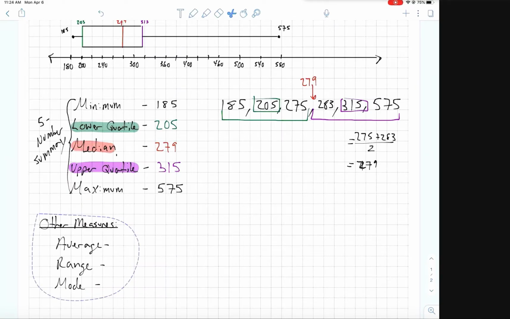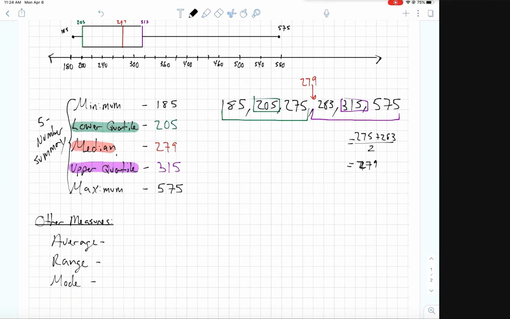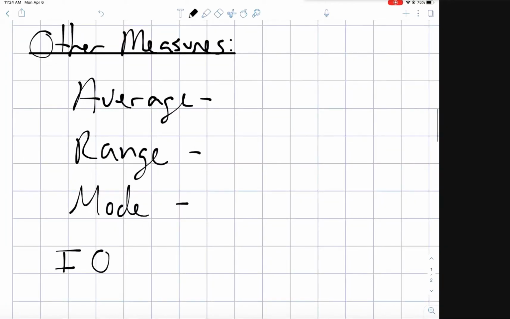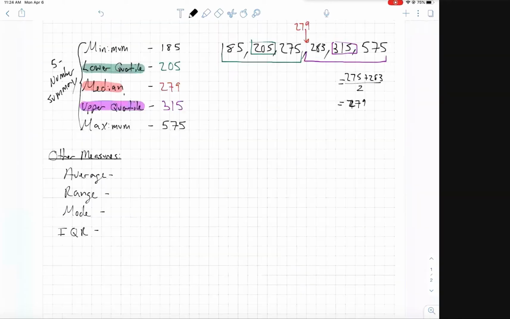Does anyone know what the range is? Did anyone calculate the range yet? We find the range again. Who wants to answer that question?